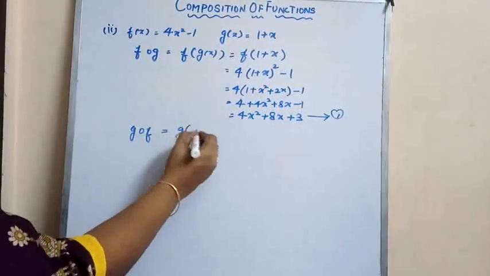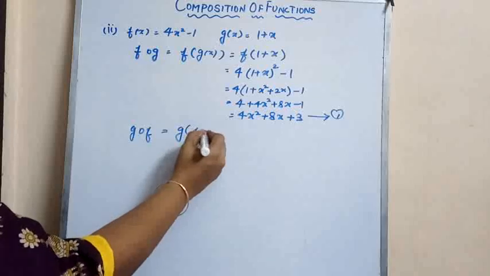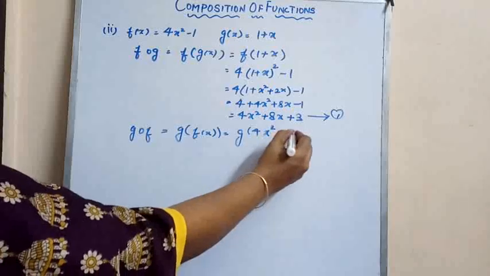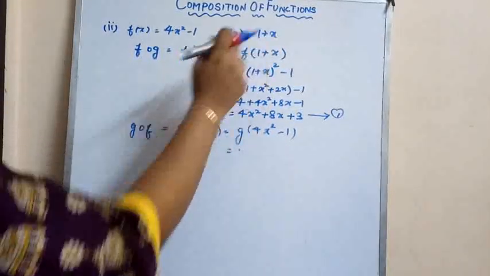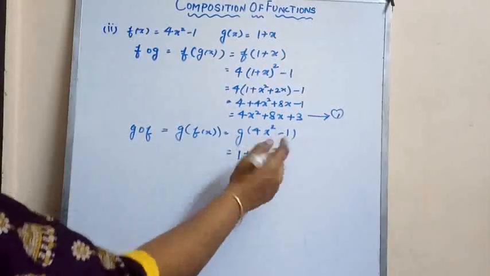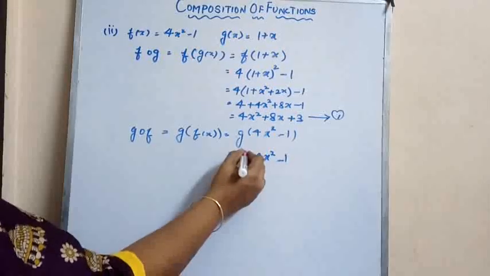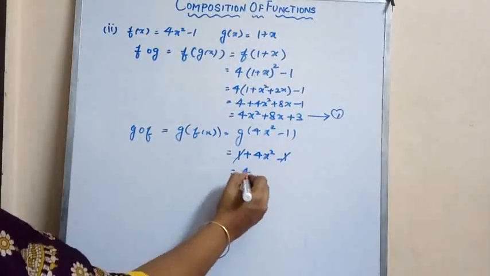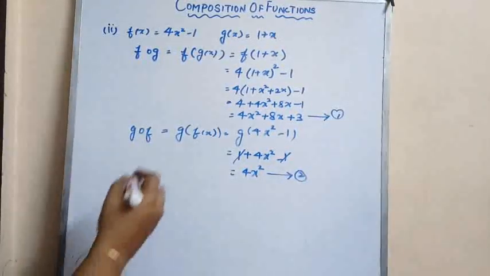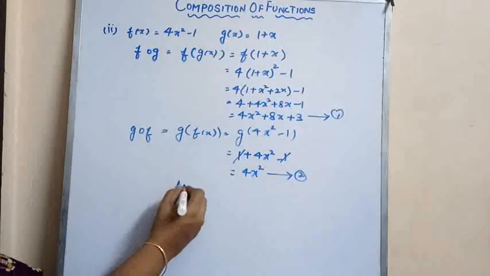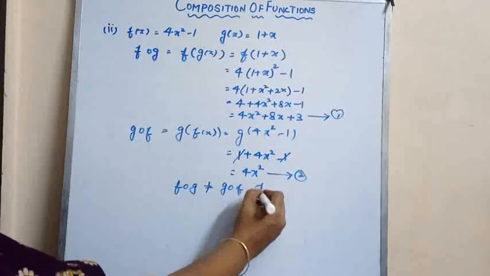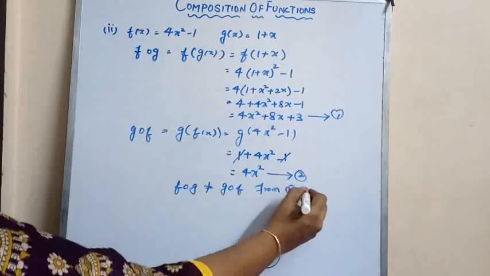g∘f is g of f of x. f of x is 4x squared minus 1. So g of x is 1 plus, in place of x you have to substitute this function 4x squared minus 1. So plus 1 and minus 1 will get cancelled and you'll get 4x squared. So this is your second equation. So now you can see that f∘g is not equal to g∘f from 1 and 2.